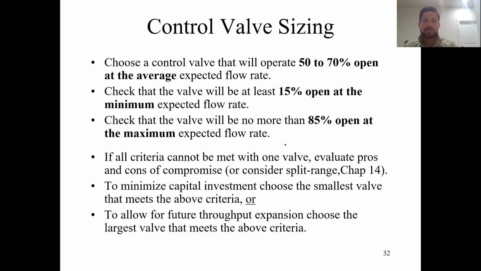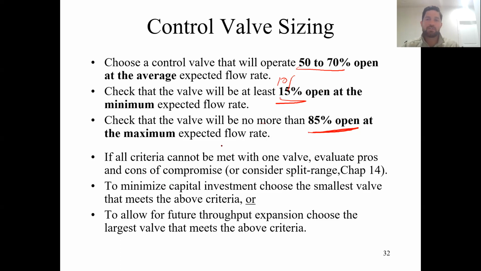Okay, so again, some other information in terms of valve sizing. We sort of said 10 to 15% open, and no more than 85% open at the maximum flow rate. Typically, when you're given a process, you're given a maximum flow, a minimum flow, and then a normal operation. At normal operation, the valve should be between 50 and 70% open.